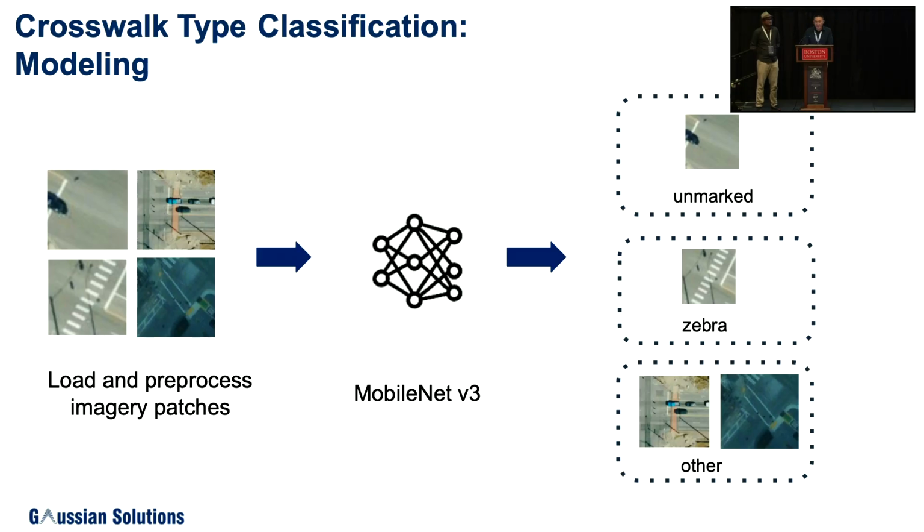Because this is a 3-class classification task, which is relatively simple, we use a very lightweight model, MobileNet V3, just to avoid overfitting and degraded performance. Once we train the model on our labeled data, when we input a new image of a crossing, the model can classify it as unmarked, zebra, or other.